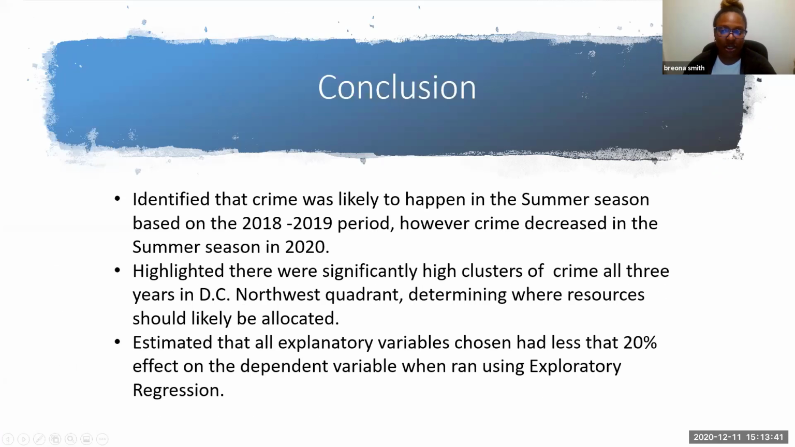For my conclusion, I identified that crime was likely to happen in the summer season based on the 2018-2019 period. However, crime decreased in the summer season in 2020. I highlighted there were significantly high clusters of crime all 3 years in the DC Northwest quadrant, determining where resources should likely be allocated. Also, I estimated that all explanatory variables chosen had less than 20% effect on the dependent variable when run using regression analysis.